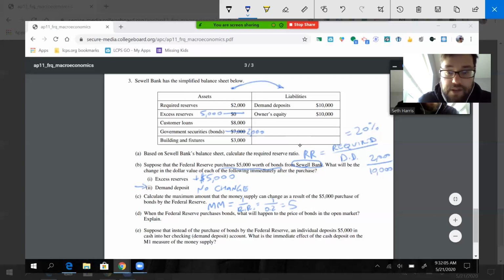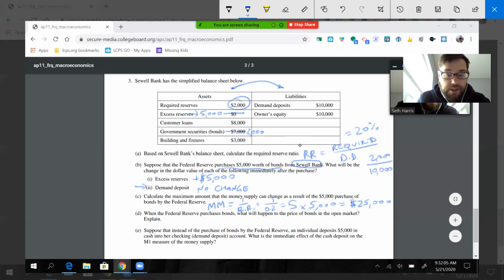Now, we had $5,000 in this transaction go straight into excess reserves. So the bank, Sewell Bank, does not need to put any of that into its required reserves, because required reserves are still taken care of up here, right? That's still 20%. So essentially, it can lend out all of this $5,000 from that transaction with the Fed. So we're going to take the money multiplier, which is 5, we just calculated, and multiply that times the $5,000 amount, and we're going to get a change in the money supply of $25,000.